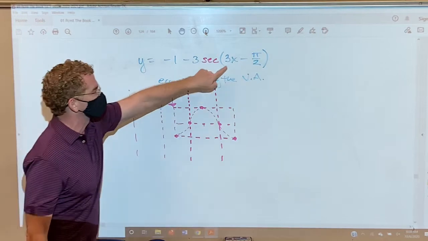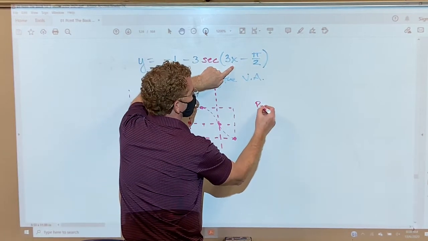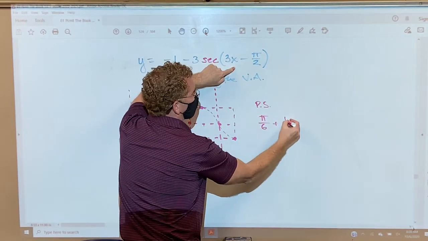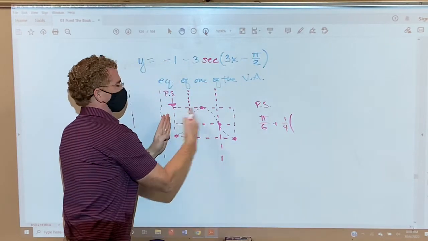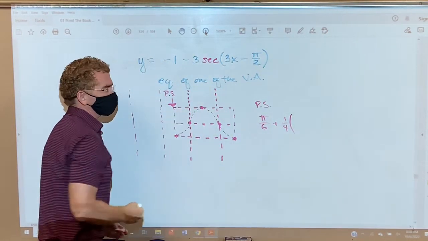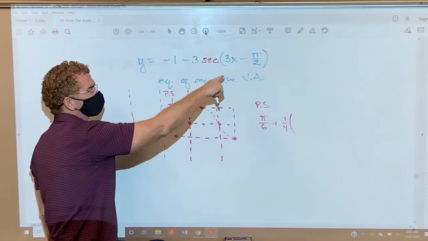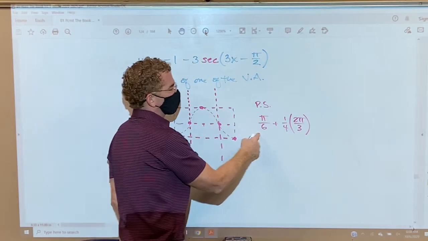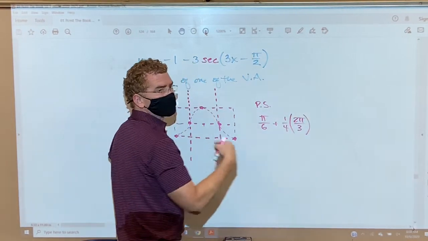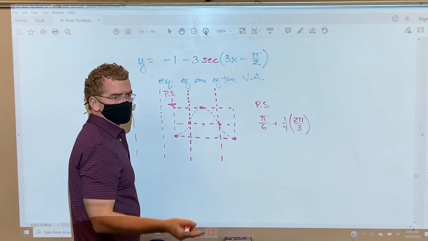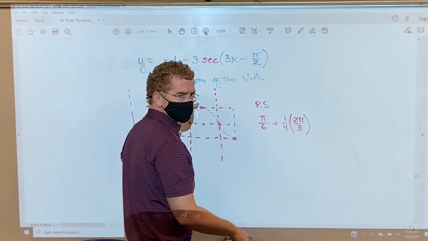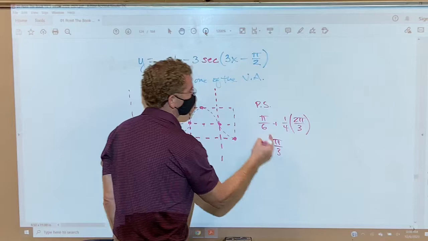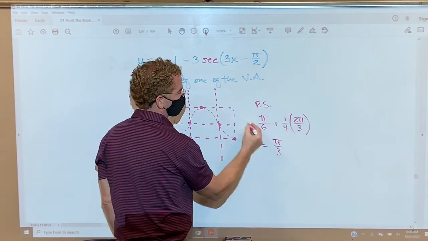So I would find the phase shift, which again is pi over 6. And then I would add 1/4 of the period, which is that length. And what's the period on this one? 2 pi over 3. So I'm taking the pi over 6 and I'm adding 2 pi over 12, which is another pi over 6. And pi over 6 plus pi over 6 is? Yes. And then remember, it's an equation of an asymptote, so it's got to be x equals.